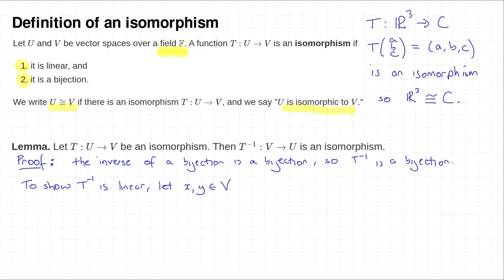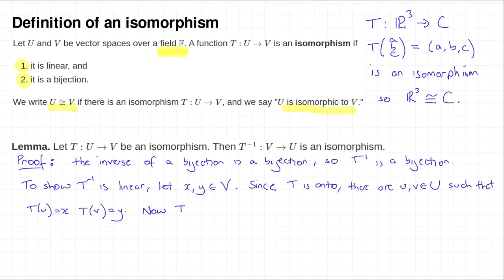For the first linearity property, the one about addition, let's pick two elements x and y in V. What I have to do is show that T inverse of x plus y is equal to T inverse of x plus T inverse of y. To help us do that, let's notice that T being a bijection is onto. So both x and y are in the image of T. That means there are elements u and v in U such that T of u equals x and T of v equals y.